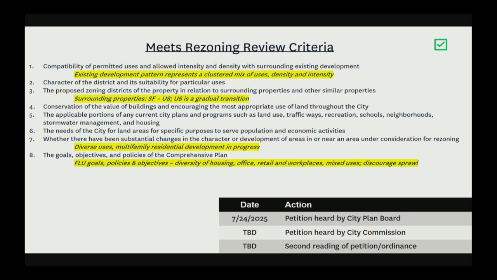Whether there have been any substantial changes to the character or development of the areas in or near an area under consideration for rezoning. We've seen a continuous diversification of uses in this area, as well as some multifamily residential development that is in progress adjacent to the Oaks Mall. And then the goals, objectives, and policies of the comprehensive plan that are met by this requested change. We are directed to establish a diversity of housing, office, retail, and workplace choices, as well as to establish areas of the city where we have a mix of uses that are permitted and encouraged, as well as to discourage sprawl and encourage a more compact development form.